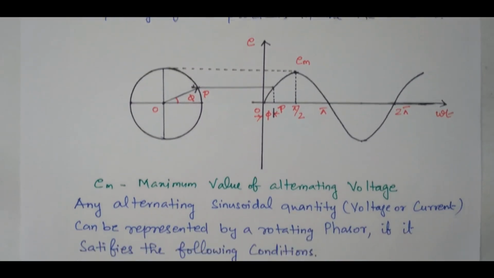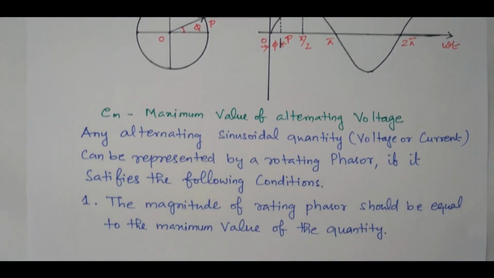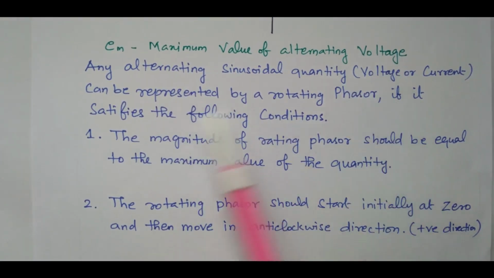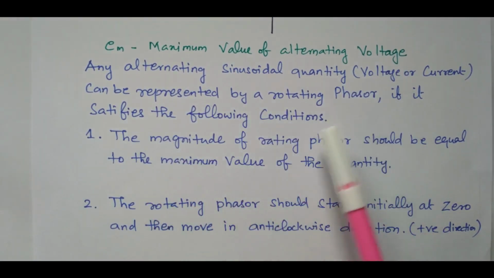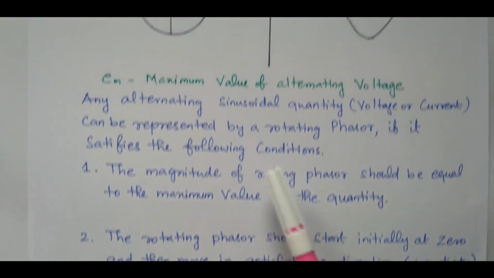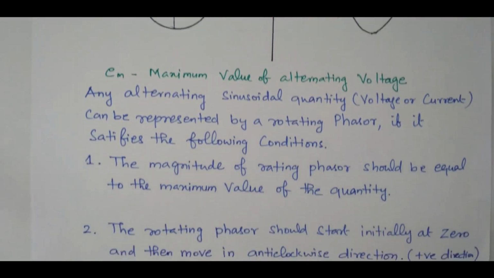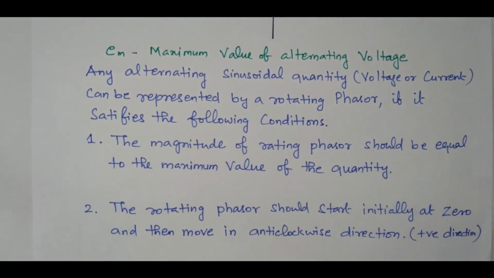In order to satisfy this phasor diagram, there are some conditions available. Any alternating quantity, either voltage or current, can be represented by a rotating phasor. A rotating phasor is nothing but this diagram. Either voltage or current can be represented as a rotating phasor only if the following conditions are satisfied.